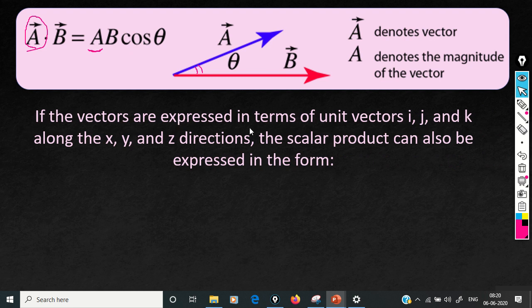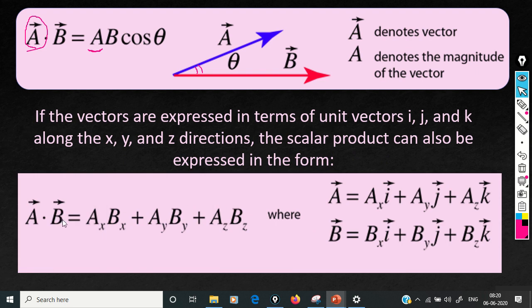If vectors are expressed in terms of unit vectors i, j, k along the x-axis, y-axis and z-axis, the scalar product can be expressed in this form. If I have vectors represented as vector a and vector b, the dot product will be equal to ax bx plus ay by plus az bz. Now when I look at the formula, it is AB cos theta. Is it correct? It is AB cos theta.